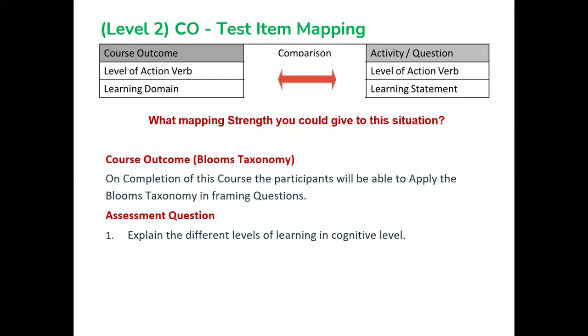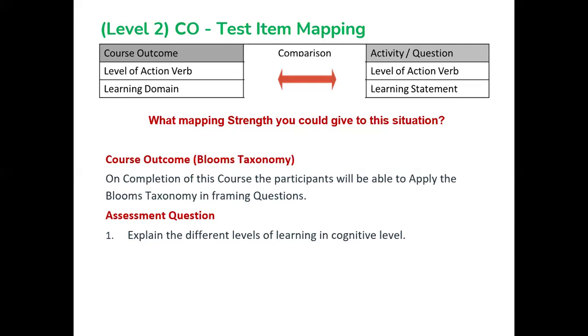Now, my next question is, if every participant is getting 100% mark for this particular question, can I assume that every participant has attained my outcome? What is your opinion? Once again, I explain the context. I have designed the course outcome at the apply level. That means every participant should be able to apply Bloom's taxonomy and frame questions.